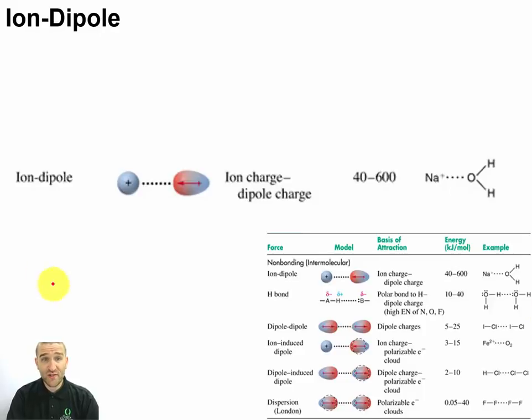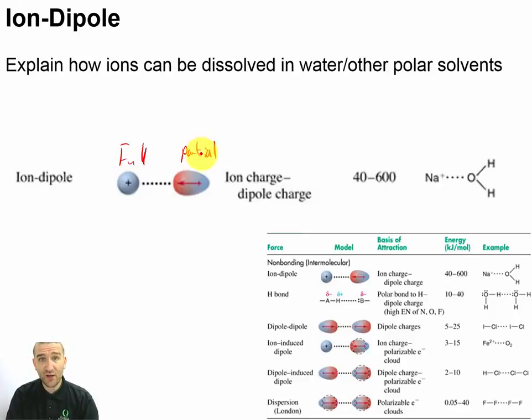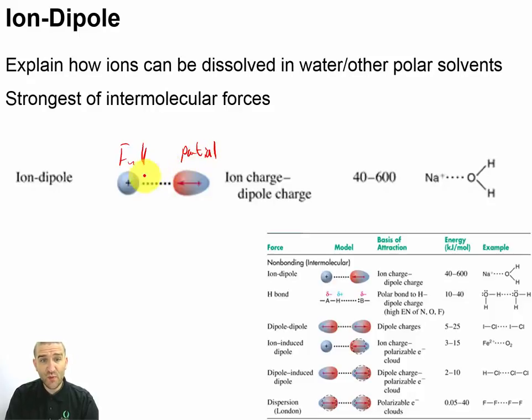In ion-dipole interactions, you're going to have an ion, which is going to be a full-size charge, and it's going to be interacting with a dipole, or a molecule with a dipole, which means that it's going to have a partial charge. So a full to partial. That's going to be the strongest out of all of our intermolecular forces. And this is going to allow us to explain how ions can be dissolved in water and other polar solvents.